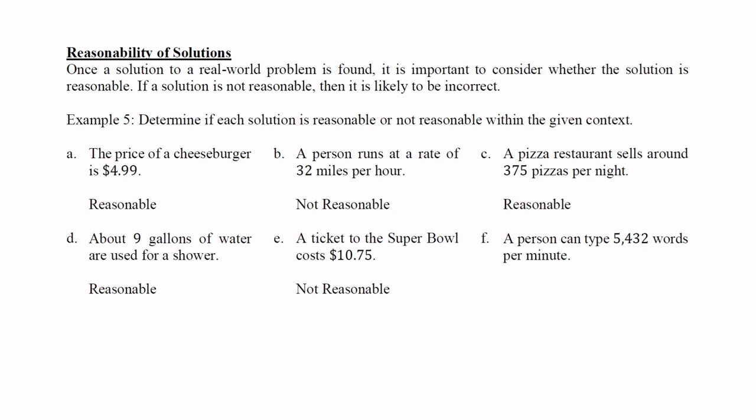And for F, a person can type 5,432 words per minute. There is no way a person can write or type that many words per minute, even if they are typing just the word A over and over and over for a minute. There is no way they can get to over 5,000 words per minute. So that is not a reasonable value for that type of solution.